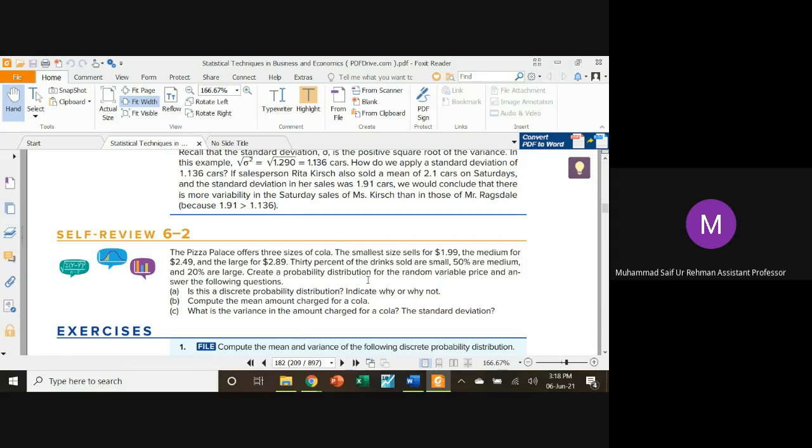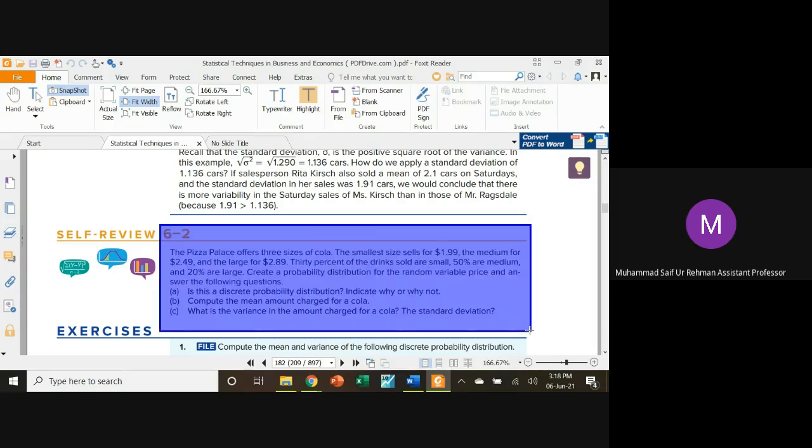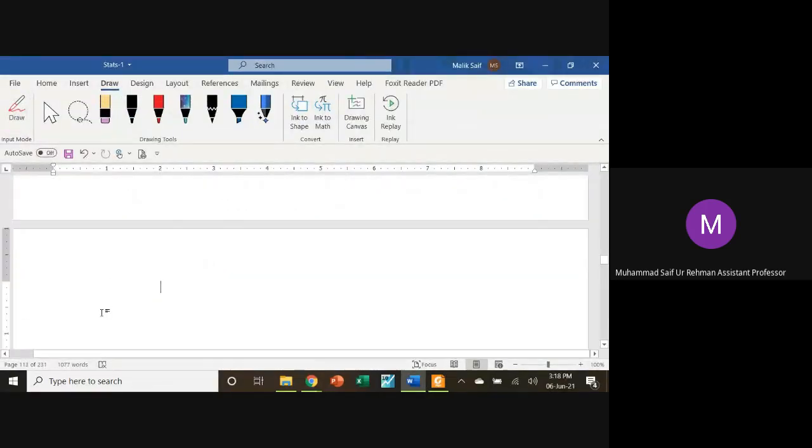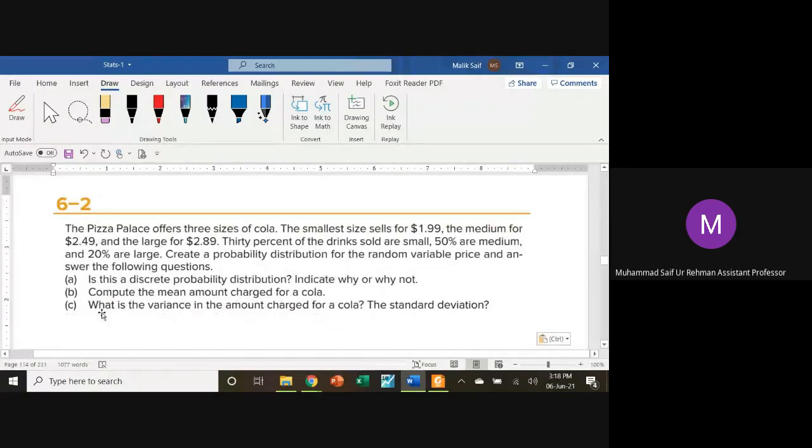So in this case, you have to write down the probability distribution first. So how will you write down the probability distribution in this case? Can you write it down? Simply, you can see that probabilities are given and sizes are given. So it is very easy, not difficult.